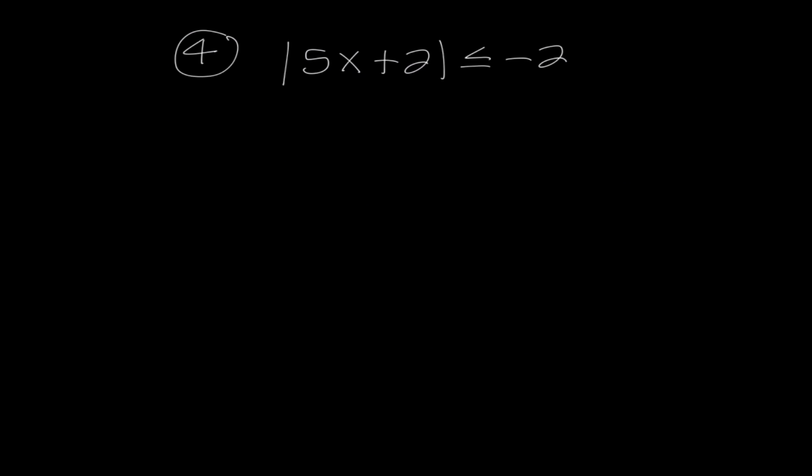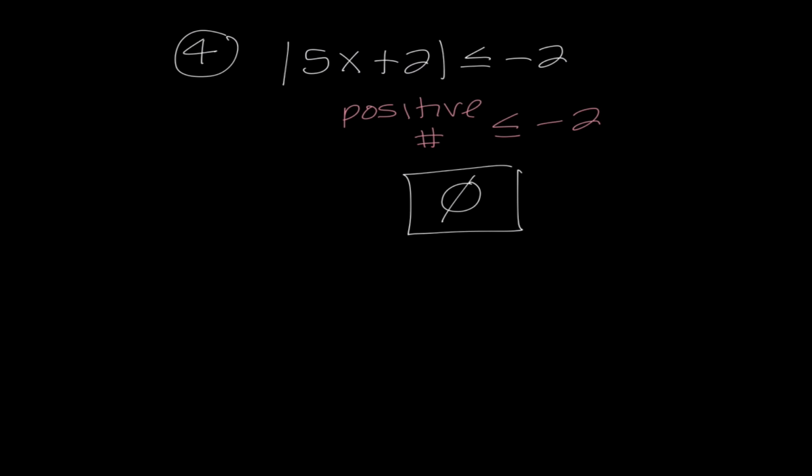Number 4 looks really similar, except this time I have a negative 2 over here. So I'm going to think for a moment, okay, this is a positive number. Can a positive number be less than or equal to a negative number? And our answer here is no. So our answer would be no solution. And if you did this the long way and set it equal to negative 2 and positive 2 and graphed it on the number line, the issue you would see is that none of those intervals would have values that work. So you would not shade anywhere.